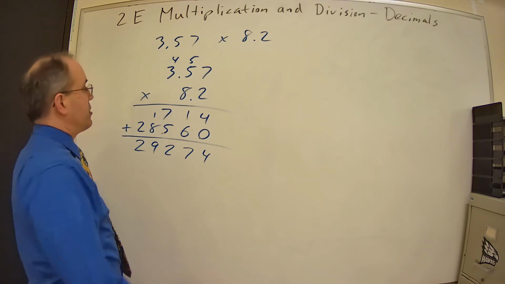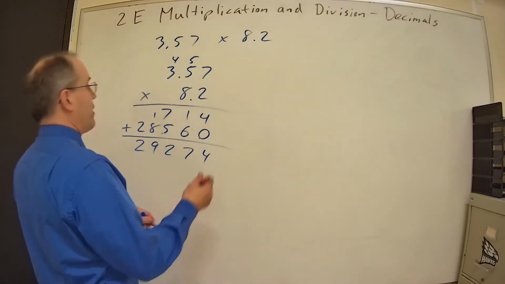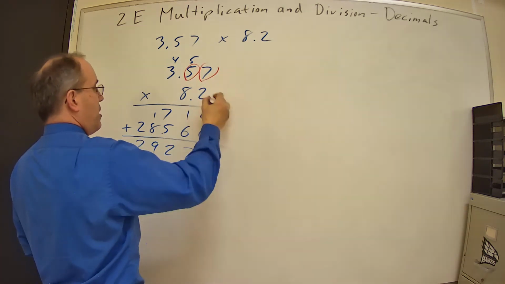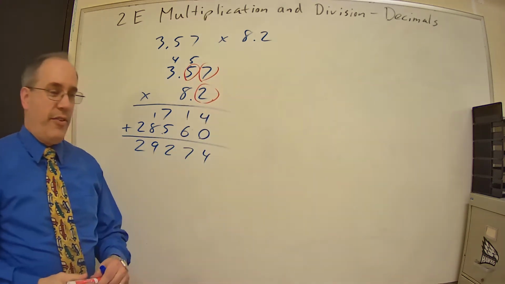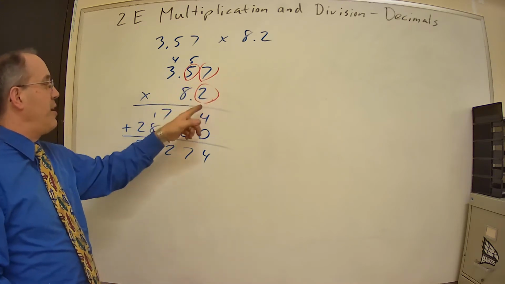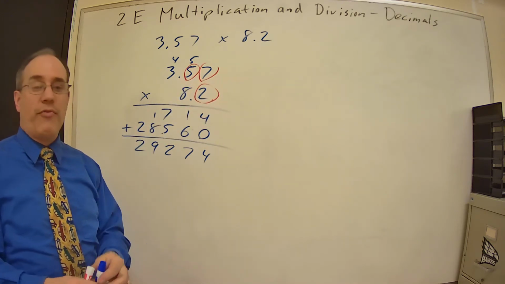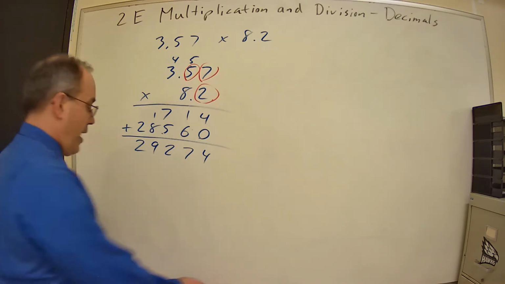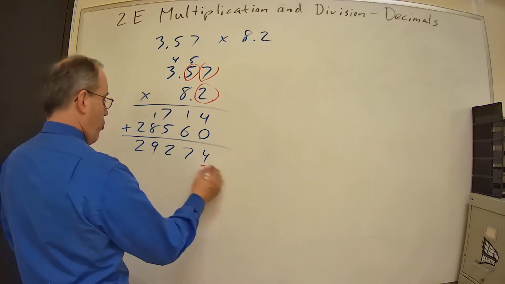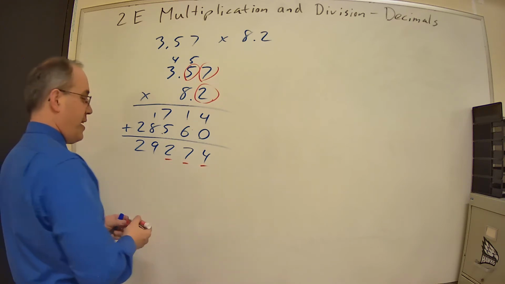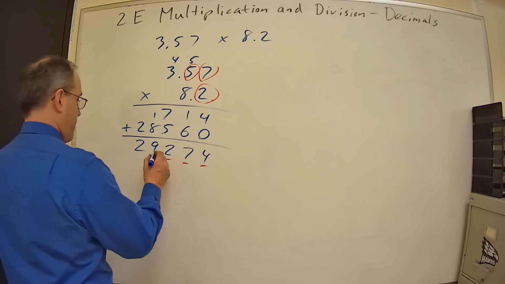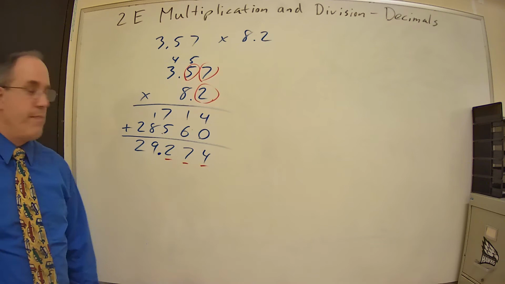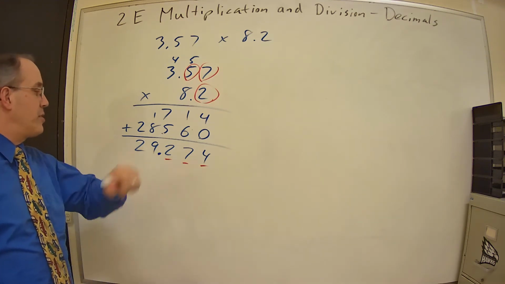Look at my factors. I have 1 decimal place, 2 decimal places, 3 decimal places, right? I've got 2 in the first factor and I've got 1 in the second factor. It gives me a total of 3 decimal places. That's all I need to know. I am going to have 1, 2, 3 decimal places, which is going to put my decimal point right there. 29.274.